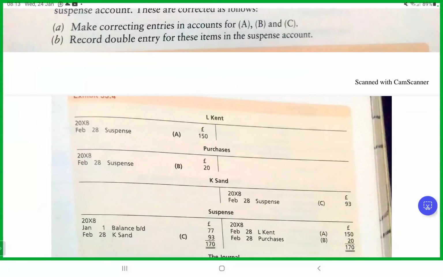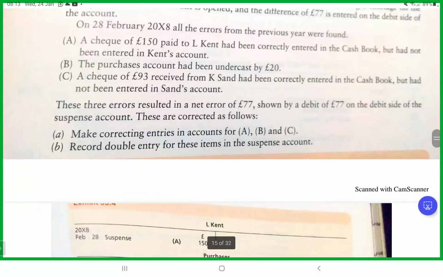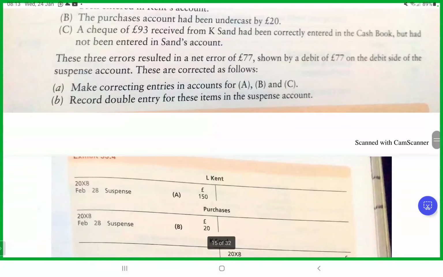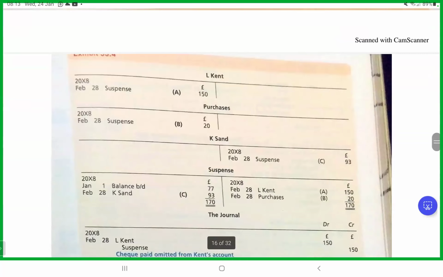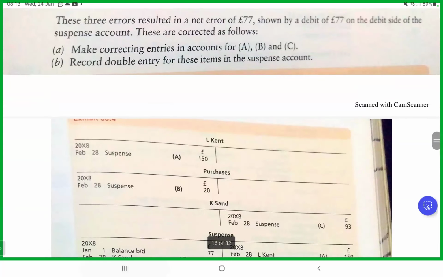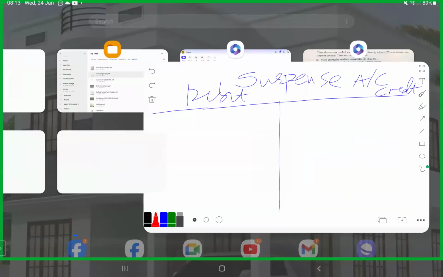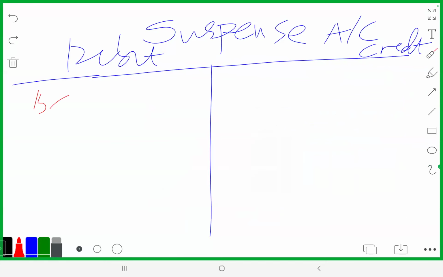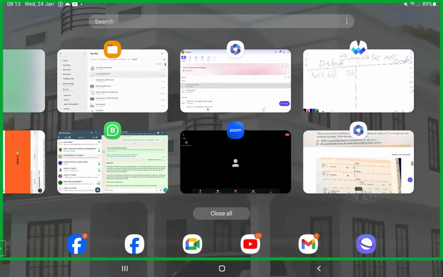In the first transaction, a check of 150 paid to L. Kent had been correctly entered. But the first thing you have to do is record the difference in the balance, the difference of 77, as the balance brought down at the beginning of the period. It's a debit balance. Balance brought down 77. That's how you open the suspense account. Start with the given balance, then go to the transactions.